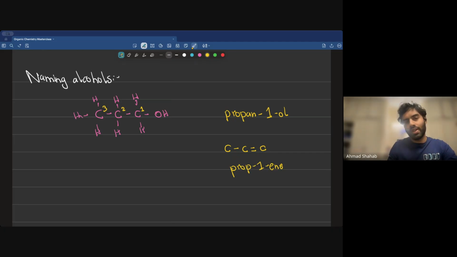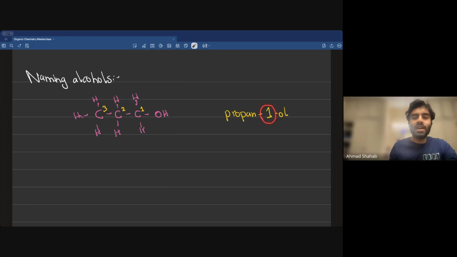This one shows that it is after the first carbon that we have the double bond, which is also known as the functional group of an alkene. The same way, we will say propan-1-ol. This essentially means that this is the first carbon. The first carbon has OH attached to it. The first carbon has the functional group with it, right? So this is propan-1-ol.